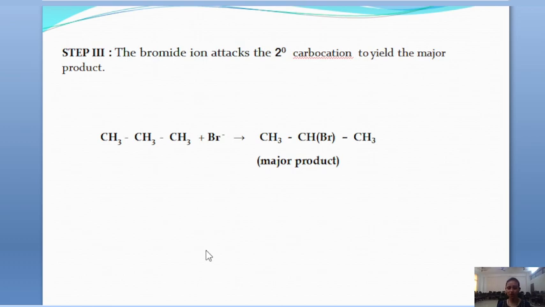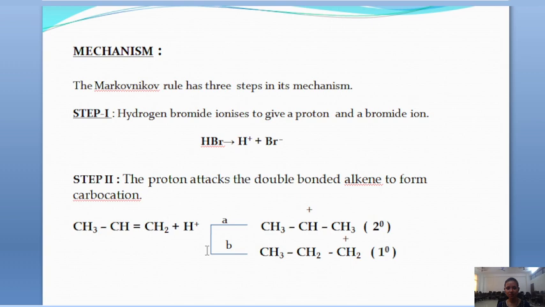So I hope you all will understand. This is nothing much, but there is only a three-step mechanism. In the first step, we ionize our acidic reagent, and we all know that when we ionize hydrogen bromide, the hydrogen will be the positive part and the bromide will be the negative part.